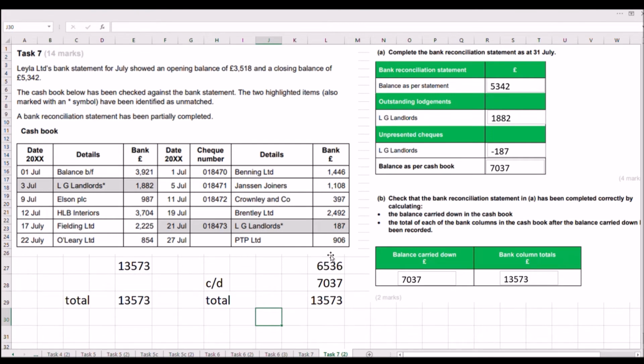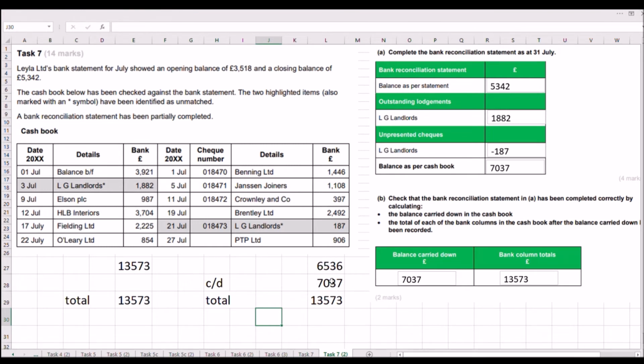13,573. The total of this column here is 6,536. So our cash carried down is there to get the total figures to be the same as 7037. Add them together, make sure the totals are the same again. That's checking your work. That makes sure that we've got them right. And if they weren't the same, then we know that I've made a mistake somewhere along the lines in terms of the calculator and can redo it.